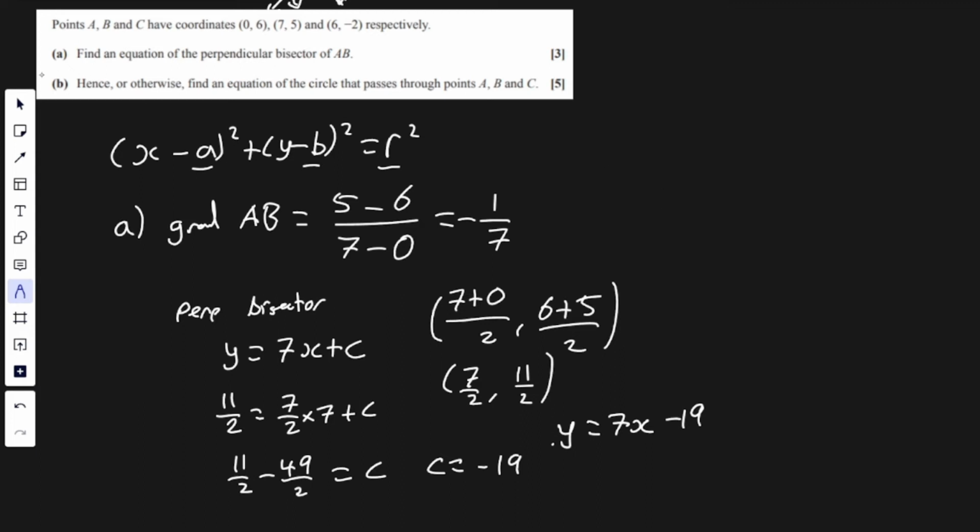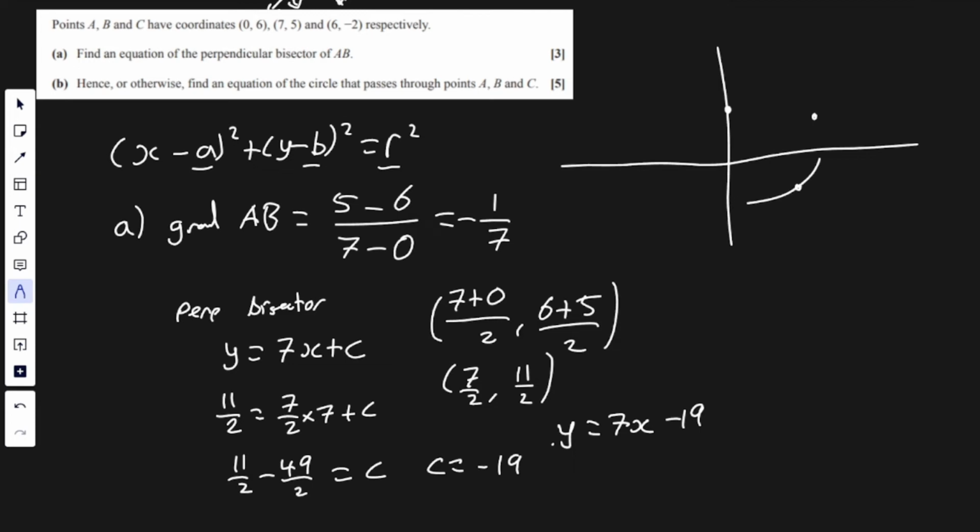Now, part B says hence or otherwise. So we're going to try to use part A to find the circle that passes through these points. So let's have a go. First of all, let's draw it out. We're going to have A, which is 0, 6, so something like here. B, which is 7, 5, so it's to the right, but it's just below A. And C, which is 6, minus 2, so it's just to the left of B, and it's below the x-axis. So something like this.